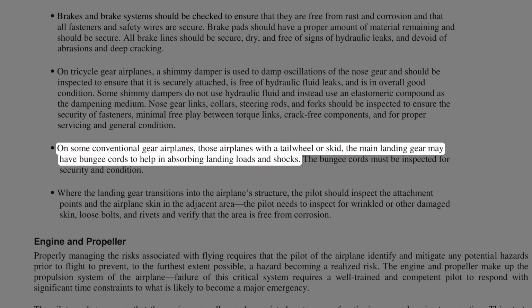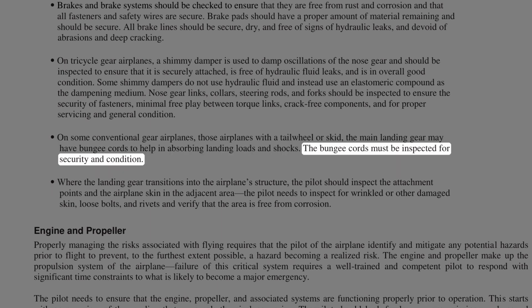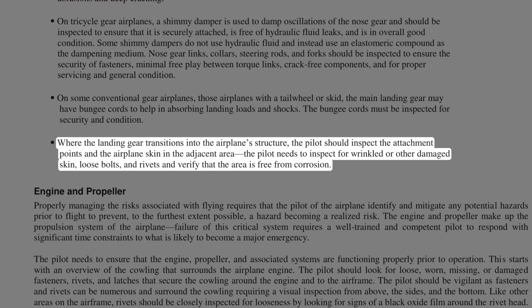On some conventional gear airplanes, those airplanes with a tailwheel or skid, the main landing gear may have bungee cords to help in absorbing landing loads and shocks. The bungee cords must be inspected for security and condition. Where the landing gear transitions into the airplane's structure, the pilot should inspect the attachment points and the airplane skin in the adjacent area. The pilot needs to inspect for wrinkled or other damaged skin, loose bolts, and rivets and verify that the area is free from corrosion.